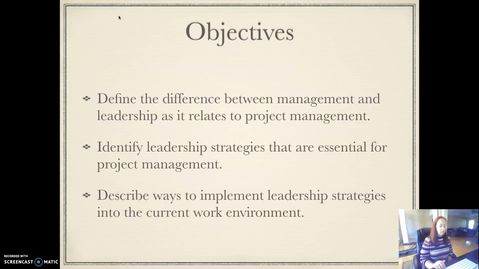The objectives of this presentation are to define the difference between management and leadership as it relates to project management, identify leadership strategies that are essential for project management, and describe ways to implement leadership strategies into the current work environment.